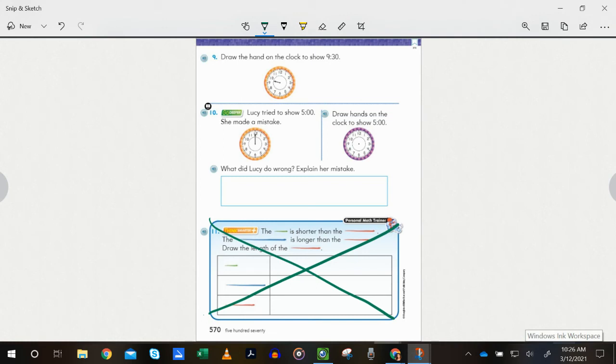And number 9 says, draw the hand on the clock to show 9:30. Now notice we already have one hand pointing between the 9 and the 10. That's the hour hand, showing that we're moving from 9 o'clock to 10 o'clock. We need the minute hand to show we've had 30 minutes. Where should the minute hand go?